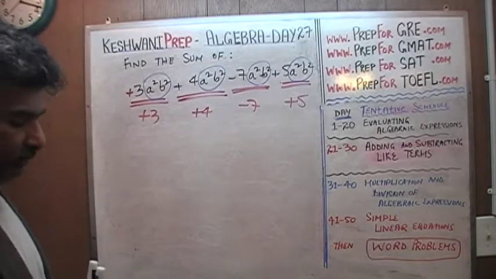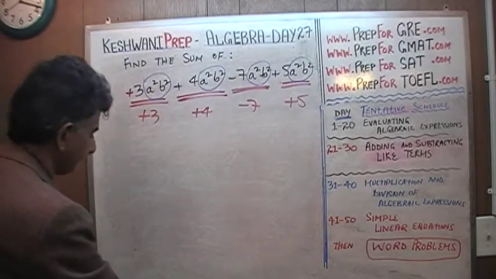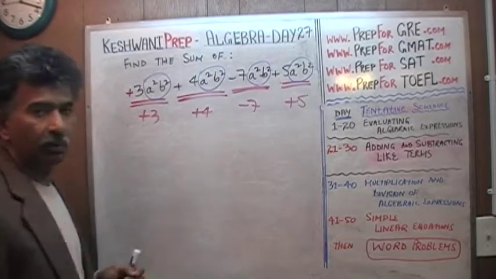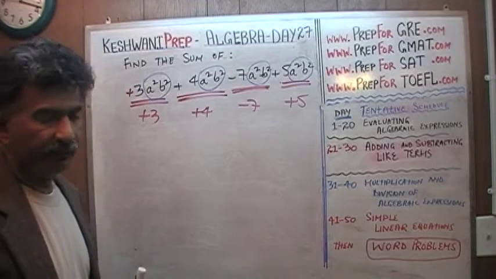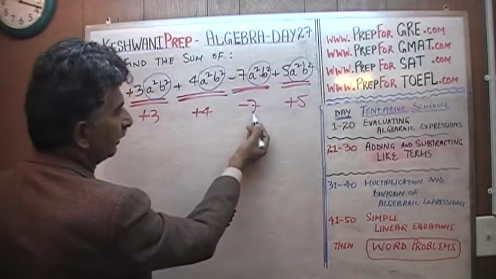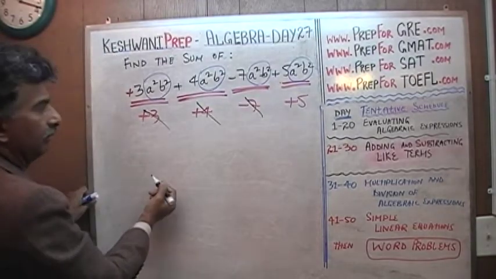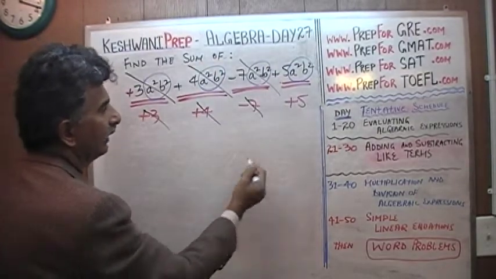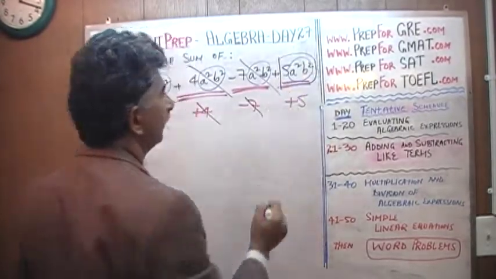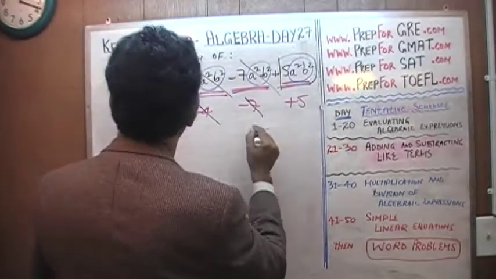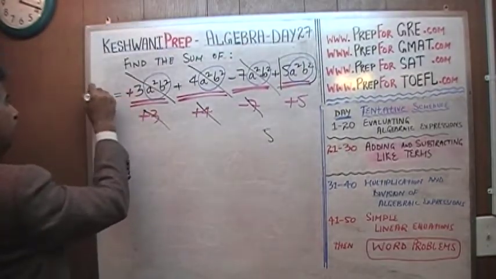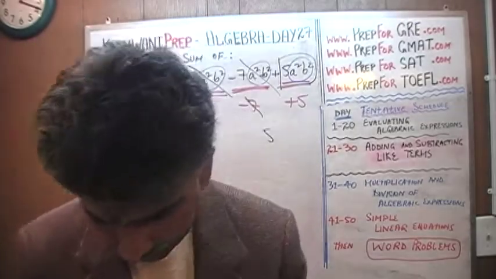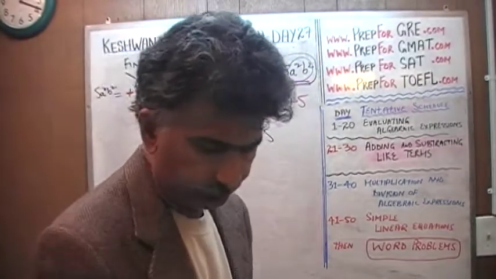What do you notice? I noticed that we have a positive 3 and a positive 4. Positive 3 and positive 4 make positive 7. And then we got a negative 7. So these 3 terms cancel out. That's it. The answer is this whole thing equals 5a squared b squared. Voila. That's all. Let's do one more.